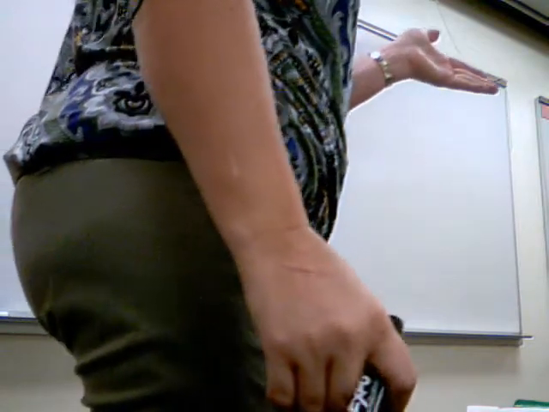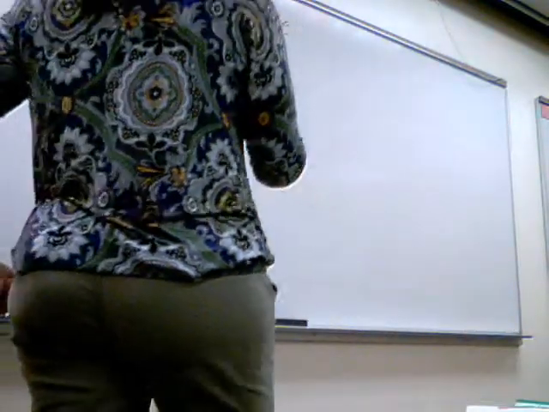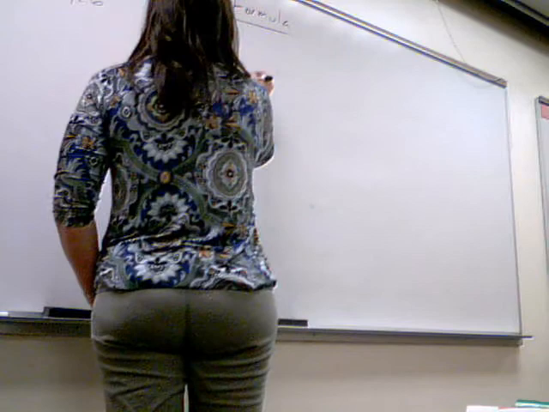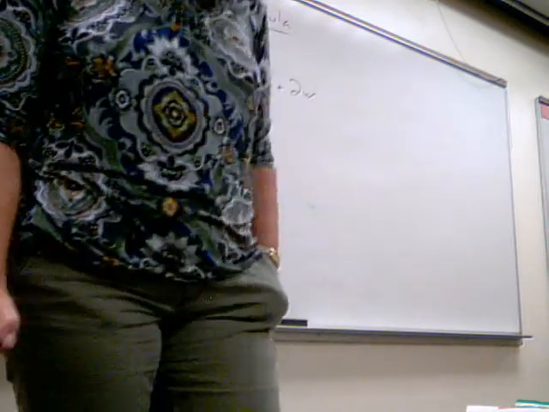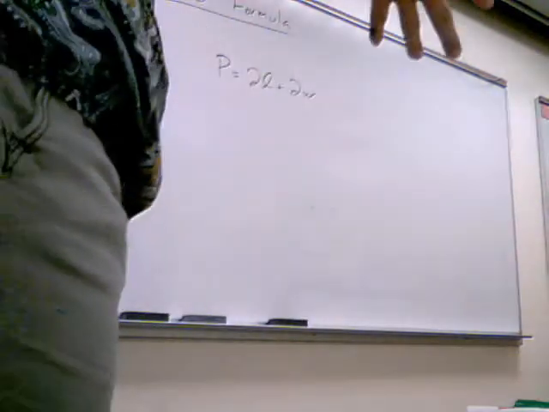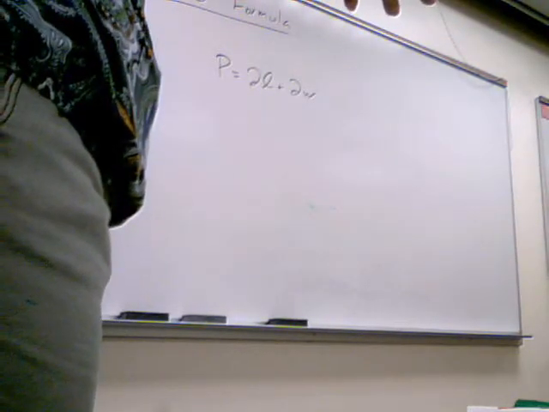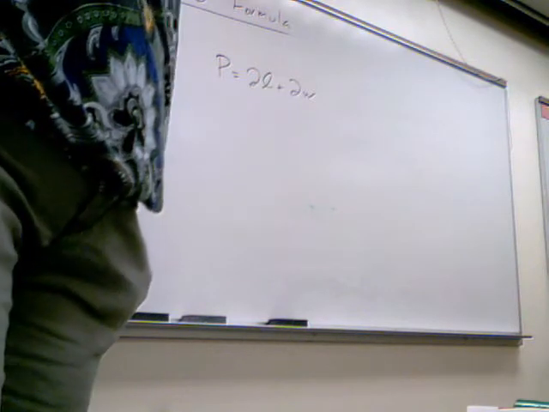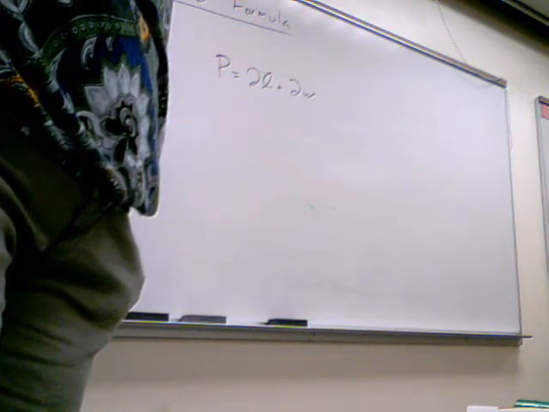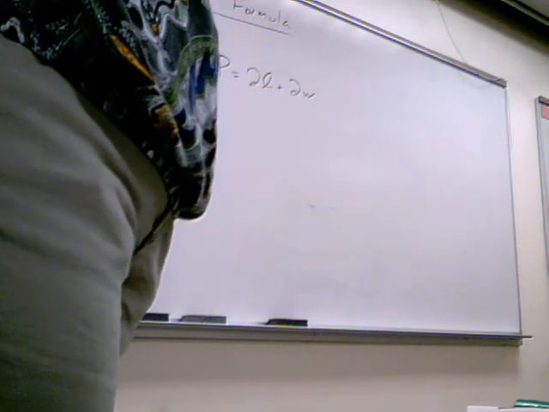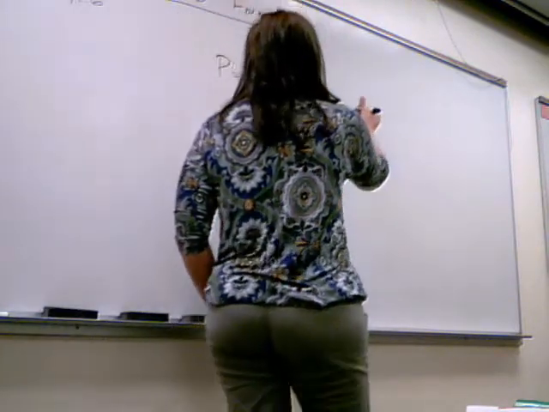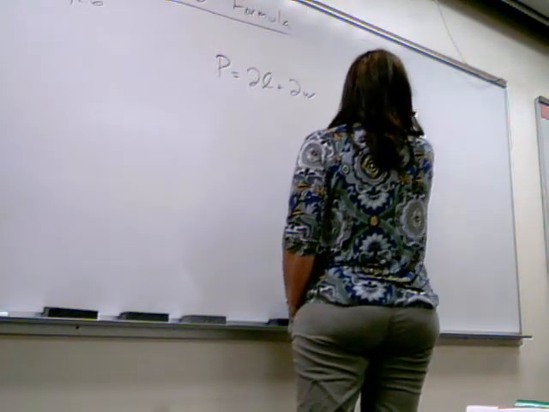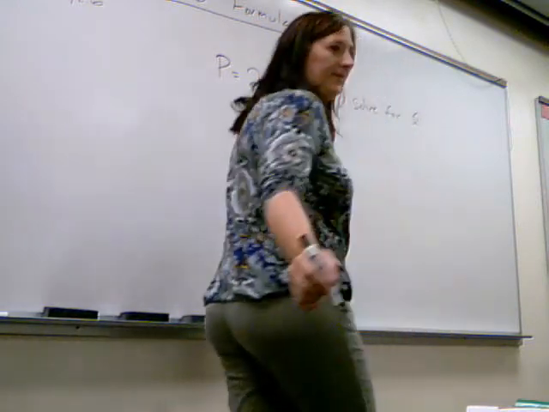We have all these formulas, right? So let's just use perimeter. I know perimeter is 2L plus 2W for a rectangle, right? Let's say I'm doing a problem and I actually have the perimeter, but I don't have the length. We can manipulate these formulas so that we can solve for L. They'll maybe give you something like this, and then they'll say solve for the length.